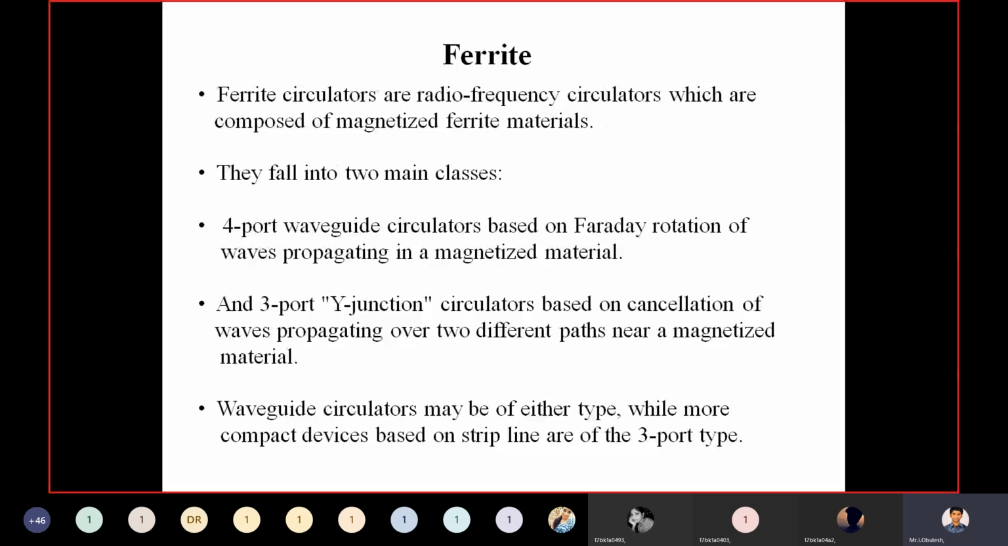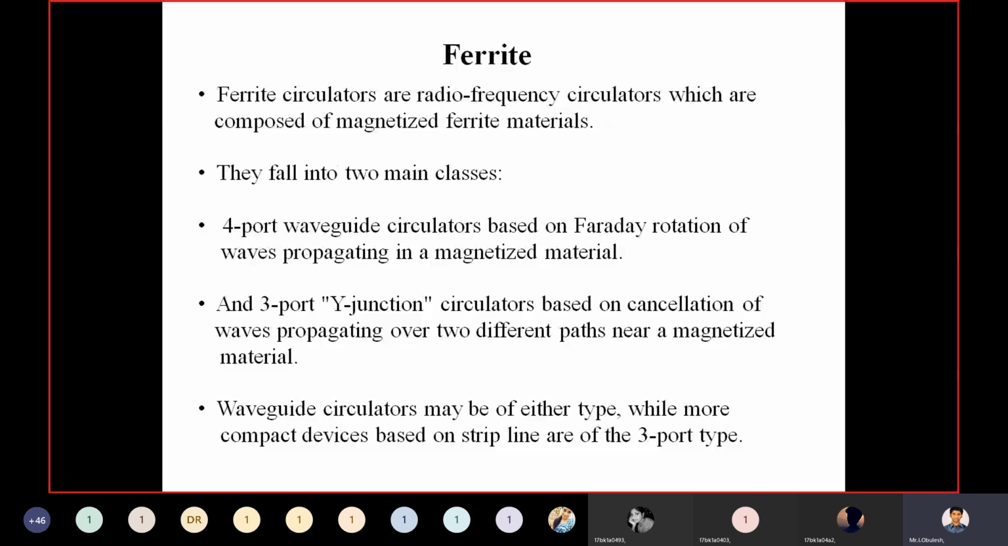Coming to ferrites, we have two different types which are classified depending upon the material involved in the circulator. The circulator falls into two main categories. The first one is the ferrite circulator and the second one is the non-ferrite circulator. Coming to the first, the ferrite circulator.